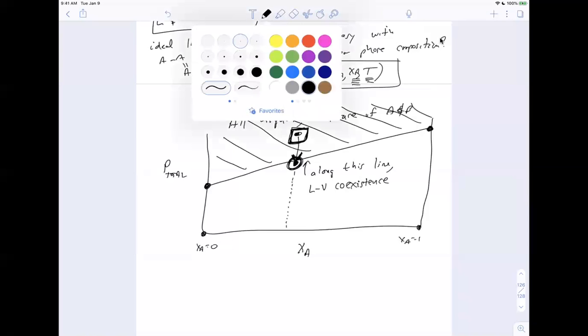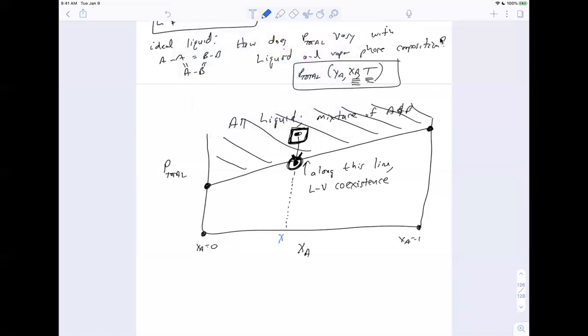So that composition, you can say is X sub A naught. Okay, it's just some variable. There's nothing important to it. It's just X sub A naught. But that doesn't tell us anything about what the composition of the vapor phase is.